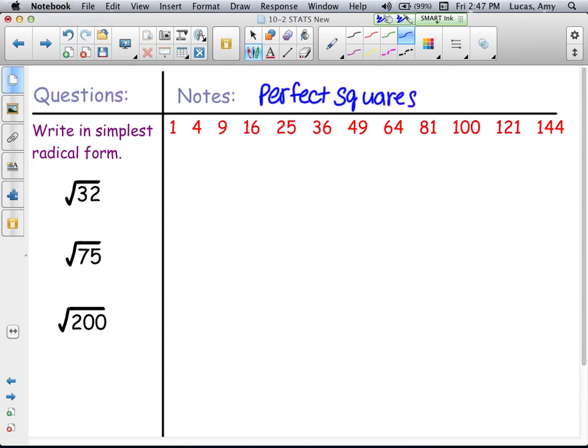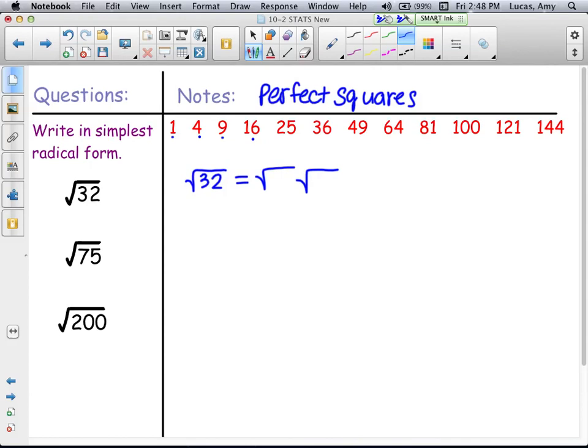So to simplify the square root of 32, what I need you to think about is what numbers are factors of 32? Now, factors of 32 could be 1 and 32, 2 and 16, or 4 and 8. The largest perfect square factor, up on our list here, the largest perfect square factor of 32 is 16.